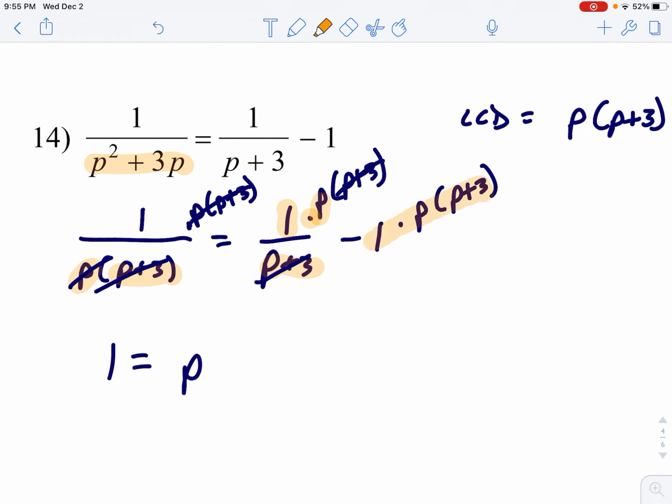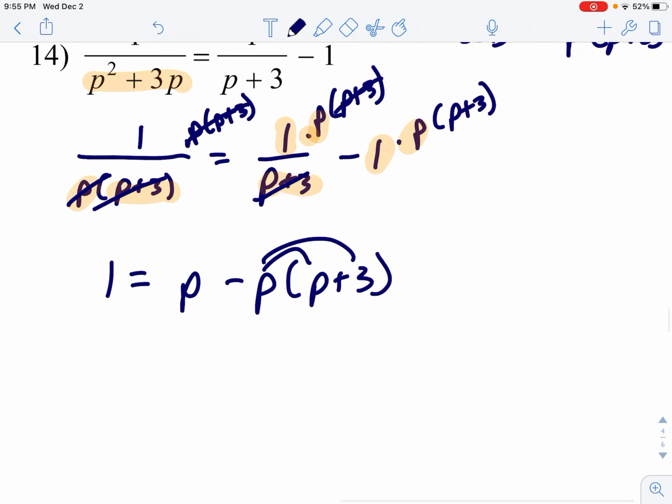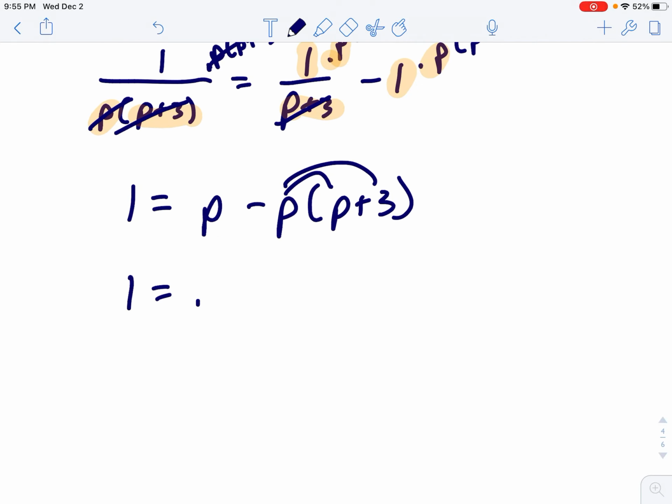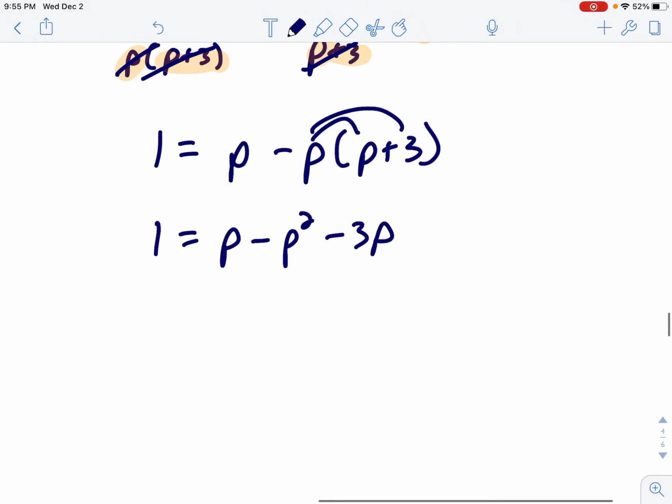And the last term here, nothing cancels, but I can distribute, well, you know what I'm going to do? Negative 1 times p, negative p plus 3. So I just went ahead and multiplied the 1 and the p together. Now I need to distribute this. So that's negative p squared minus 3p. Okay, so 1 equals, I got p minus 3p, like terms, minus 2p minus p squared.